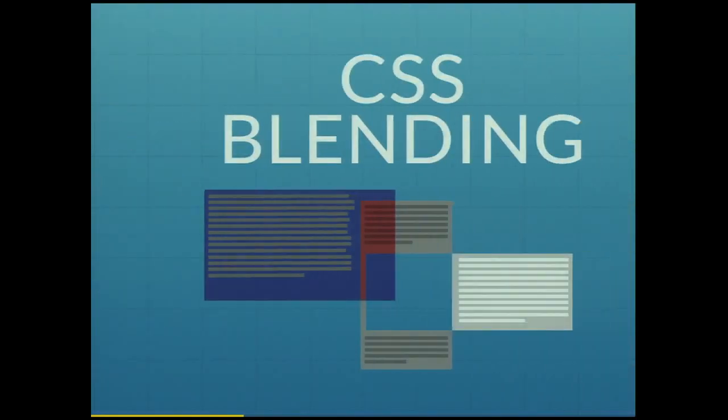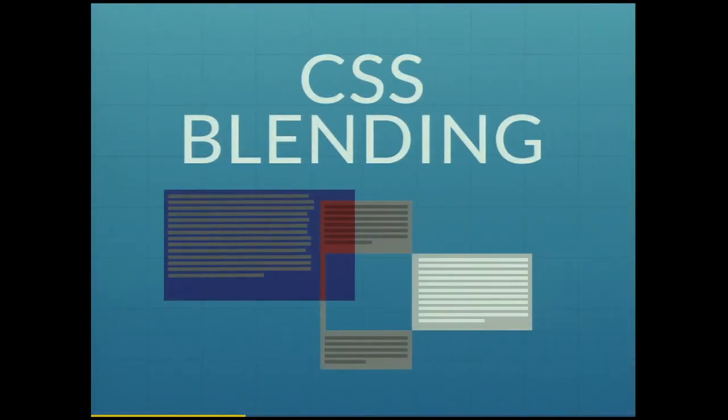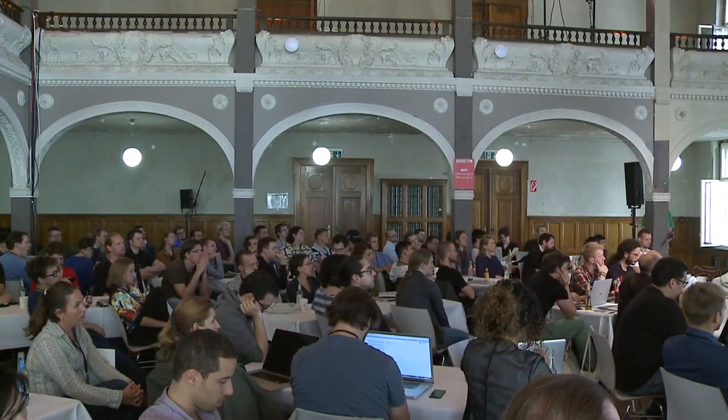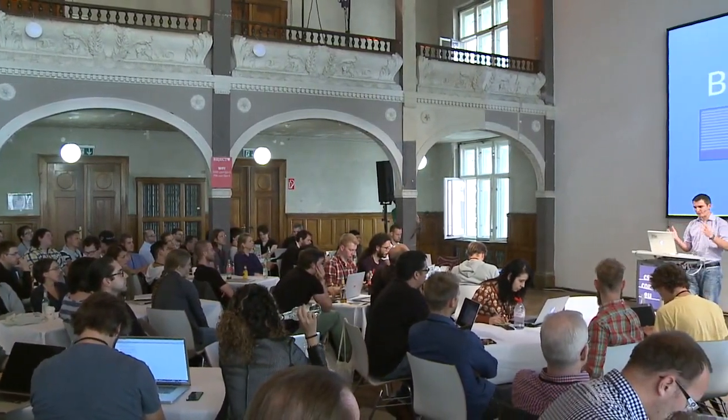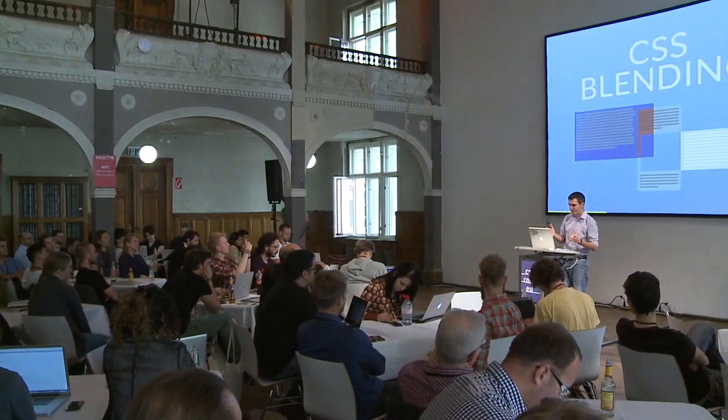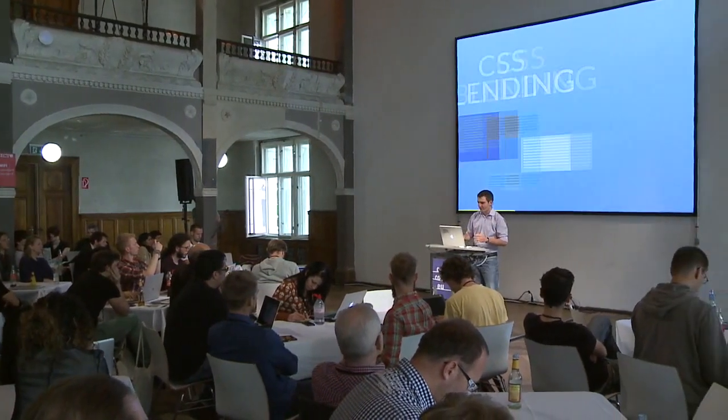OK, going forward to CSS blending. This is part of a bigger spec called blending and compositing. Now, compositing is the graphical operation that the browser does to merge two shapes or two elements into a single shape. Blending, on the other hand, is the graphical operation of mixing the color values and the transparency values of the two elements being composited. It's a bit tricky to explain without graphics, but I have some pretty pictures.